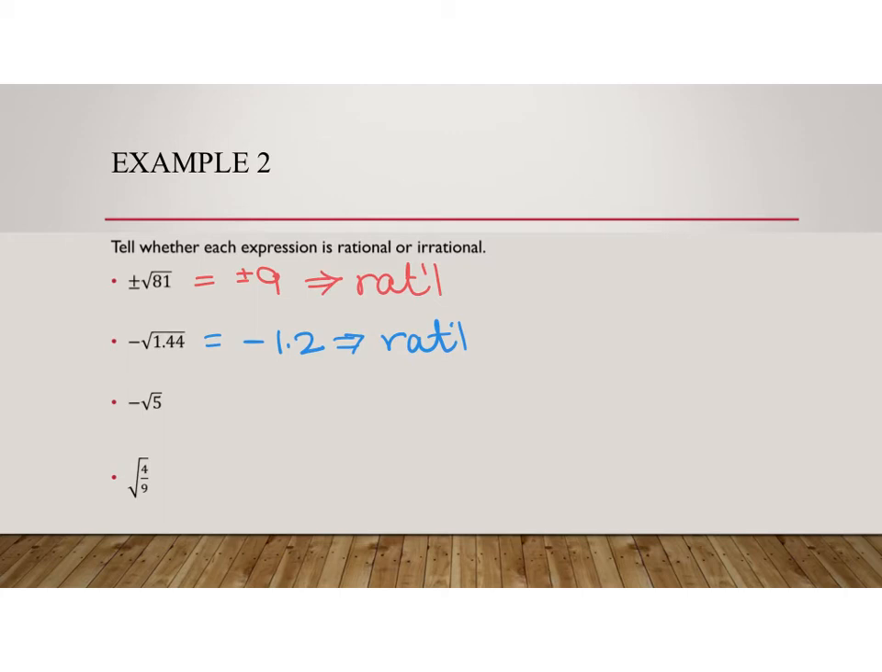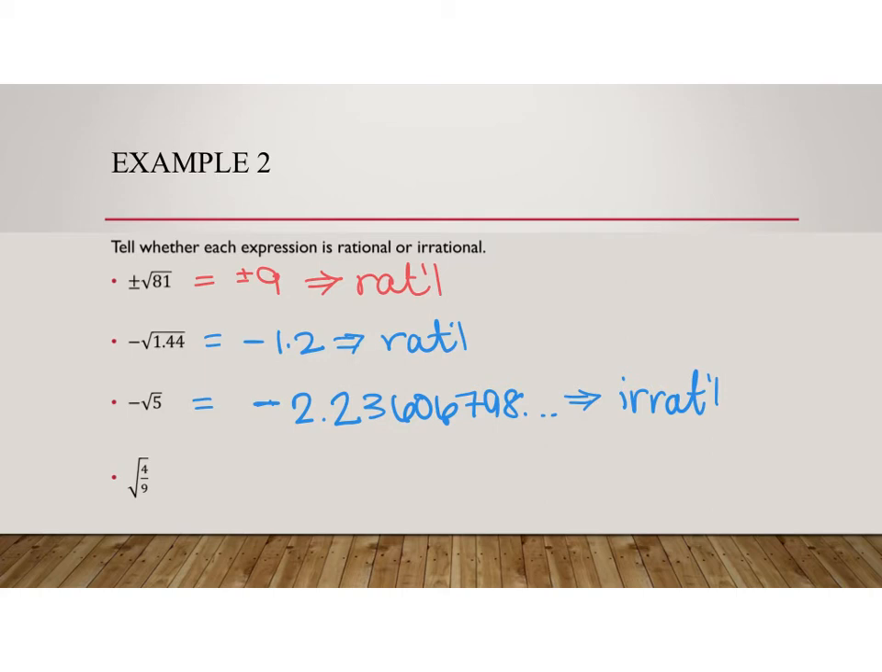Now for the next part, I have the negative square root of 5. There is no number that I can multiply by itself, like no whole number in that sense. So if you punch in the square root of 5 on your calculator, you are going to get, and it is a negative, so it would be 2.23606798, and it continues on. So this right here is going to be an irrational because it continues on forever.